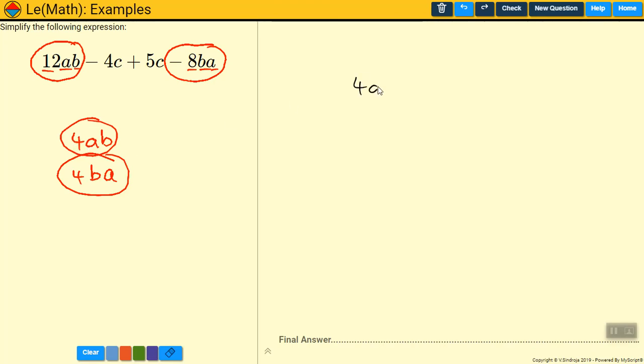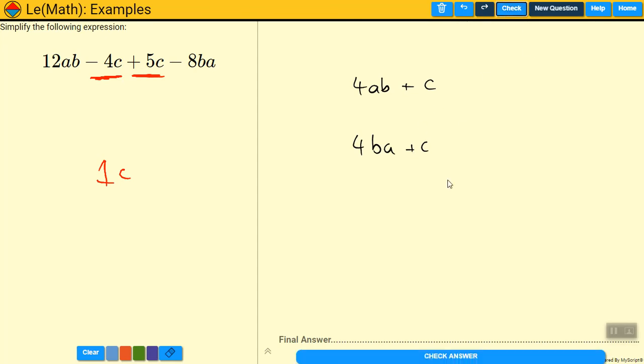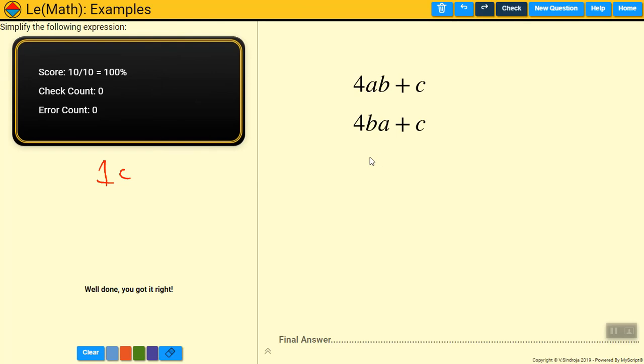So you've got 4 ABs, and then in the middle here you've got a minus 4C, add a 5C, that leaves us with 1C. By the way, we never really write the 1. If we've got 1C, we just write C, because there's no point writing the 1. It's already there by default. So this is the answer, or you can write 4BA plus C. That's also the right answer. Let's check that. There's the conversion, and lo and behold, we got it right.